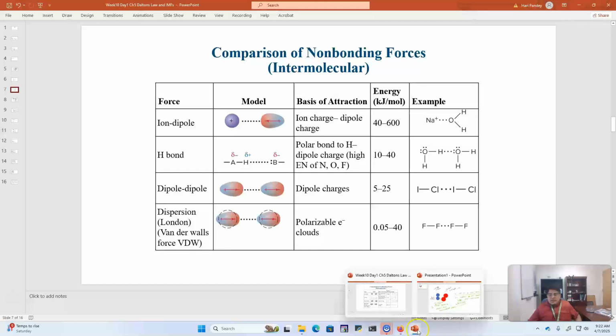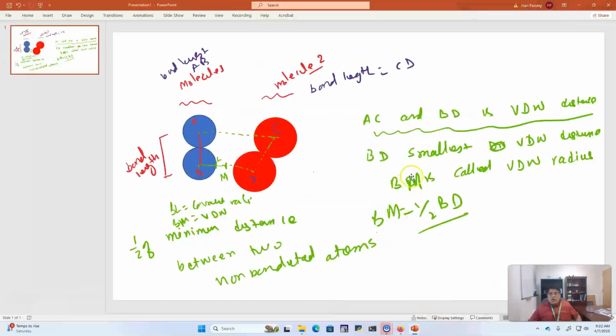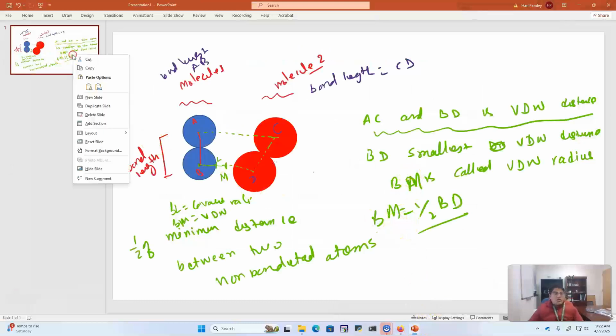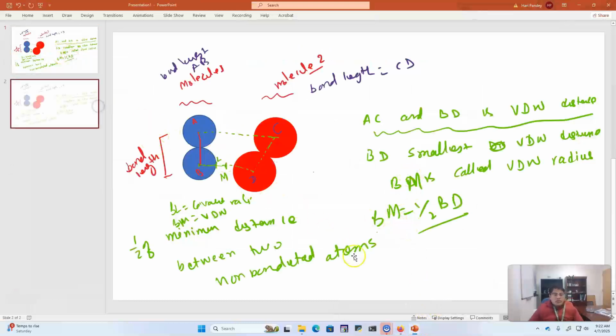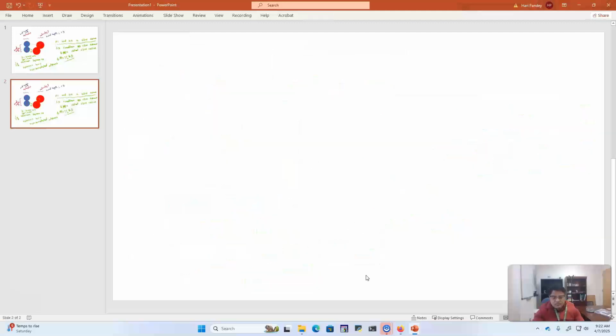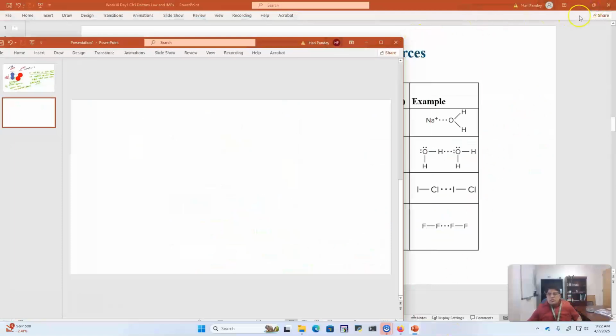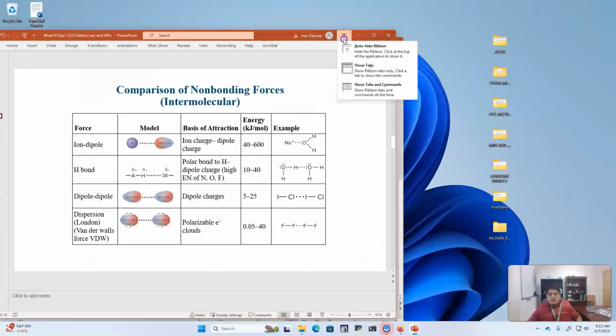Now let's see what they are. However, we have already studied four types of the interaction. So now let me show you like this.